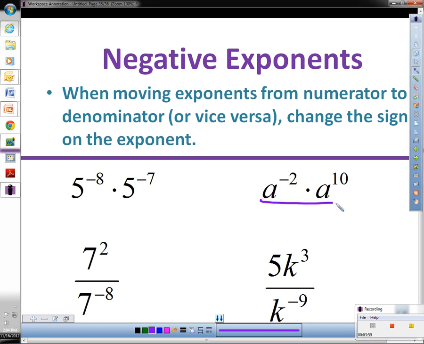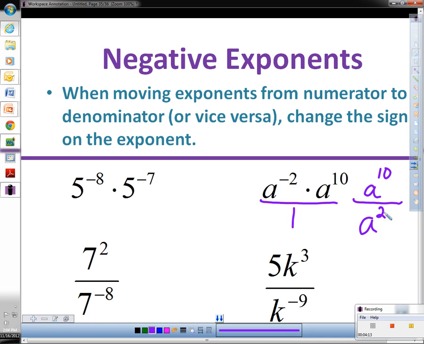This problem right here with the a's, I'm going to start out by making it a fraction. Anything that has a negative exponent, I'm going to get rid of that by moving it down to the bottom. And so this becomes a to the positive 2nd power. I'm going to leave a to the 10th power on top because it's already positive. We don't want to move it if it's already positive. So now we can picture this. There's 10 a's on top, 2 on the bottom. We could just subtract the exponents and get 8. A to the 8th power is the answer.